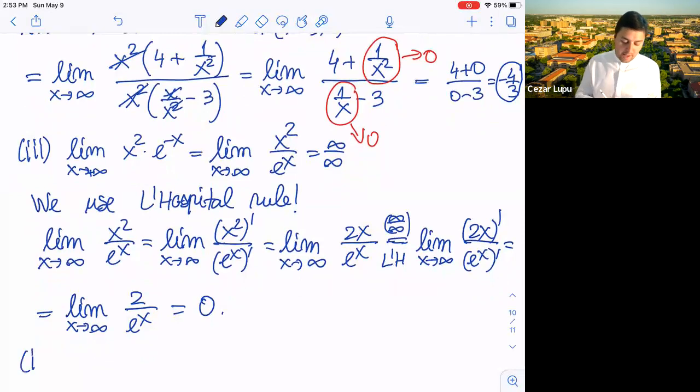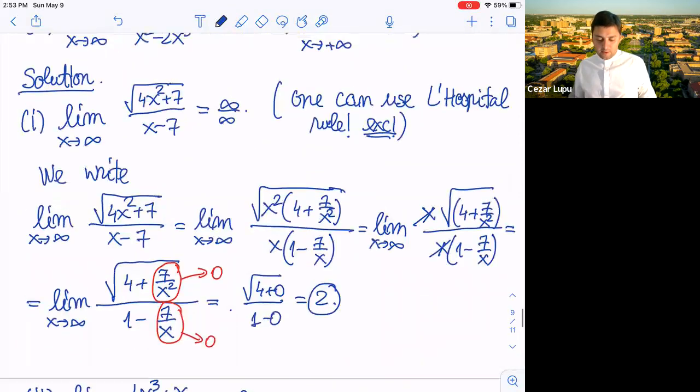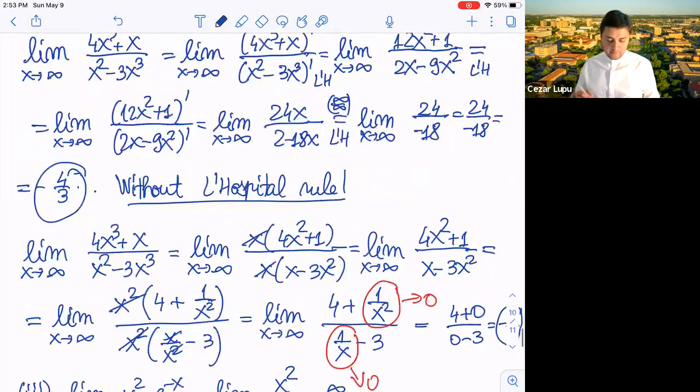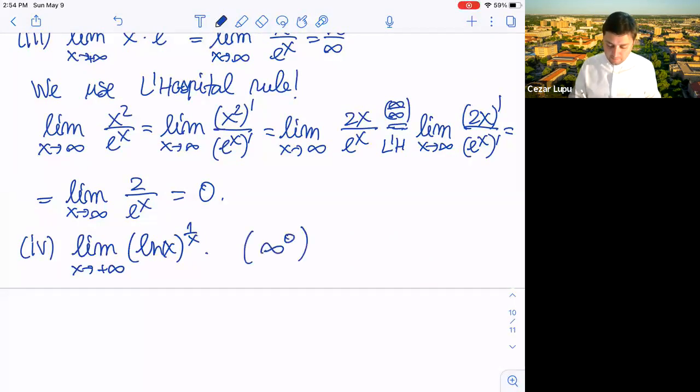And now let's see the last one, the fourth one, which is a little bit more tricky, as you can see. It's ln of x to the power 1 over x. So there's the limit as x approaches infinity of (ln x) to the power 1 over x. As you can see, if you plug it in, it's infinity to the power 0. That's indeterminate. But you need to do something to make it look like infinity over infinity or zero over zero, so that you can apply L'Hopital's rule.